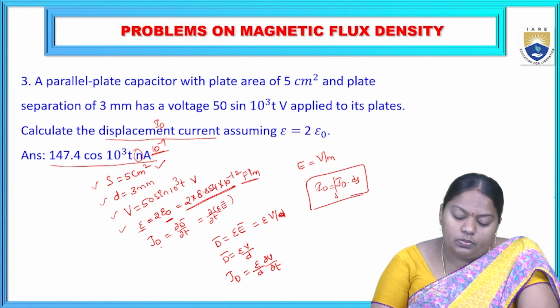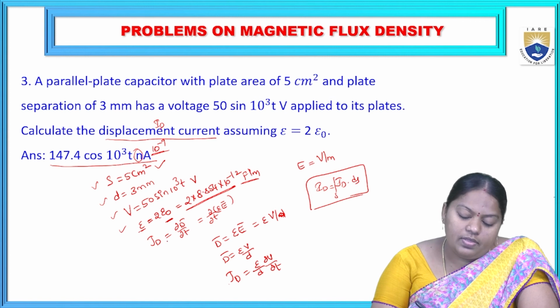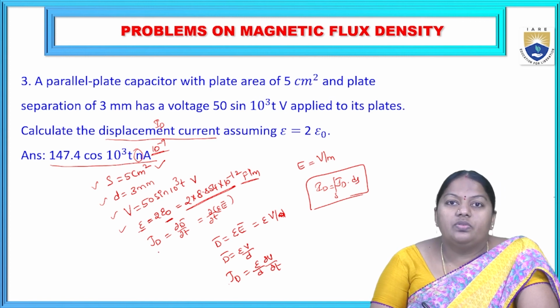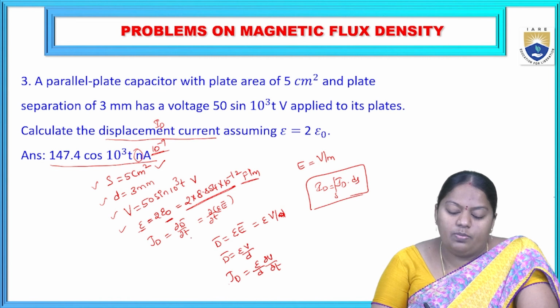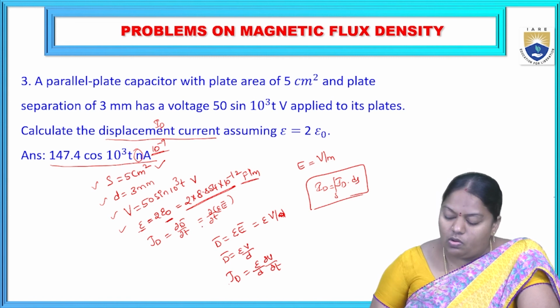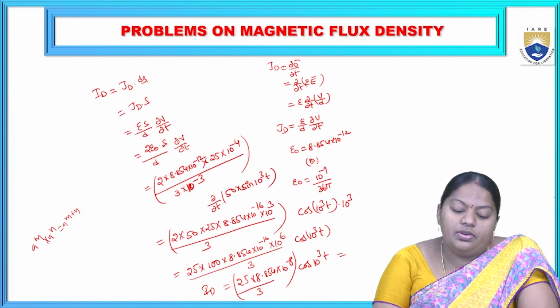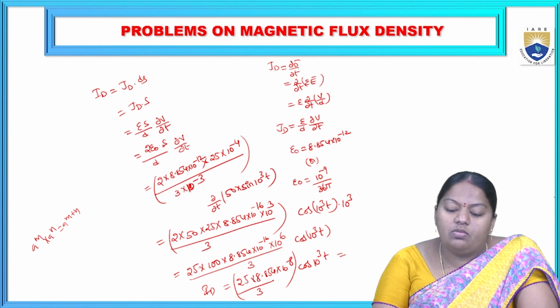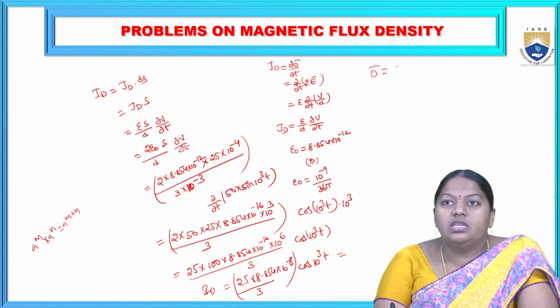Then, as we know, ID equal to JD into S, where JD is the displacement current density, and it is written as dou D bar by dou t. So JD equal to dou D bar by dou t. Now D bar means electric flux density, and electric field intensity E is related by D bar equal to epsilon into E bar, right?